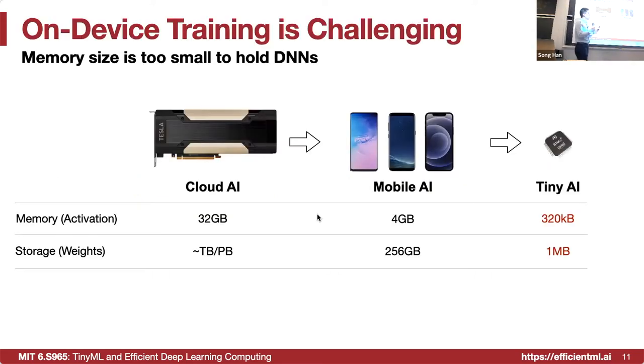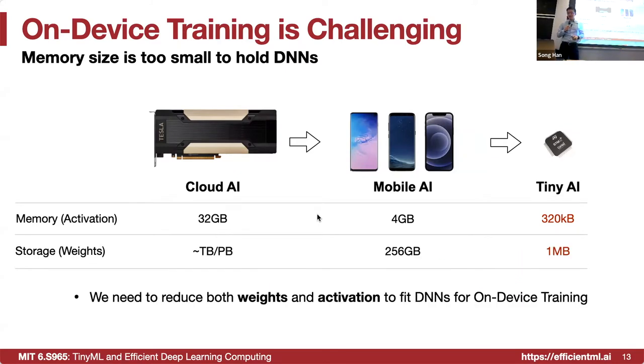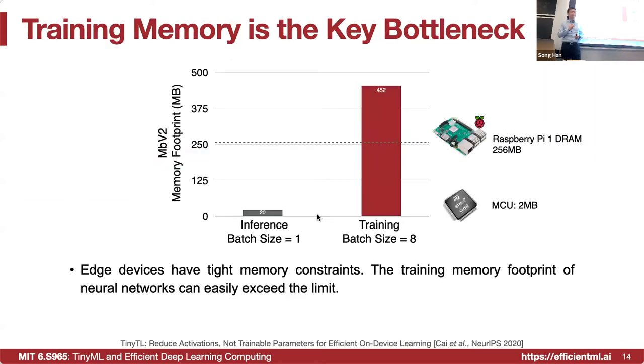We have seen this figure from mobile device to tiny devices. The amount of memory resource is four orders of magnitude smaller, right? So we need to reduce both the weights and also the activations to fit those deep neural nets for on-device training. So here is a figure showing the memory footprint required for inference and also for training, okay, given the same network, which is MobileNetV2. And we can see here there's a huge difference, more than 20x difference in the memory requirement, okay?